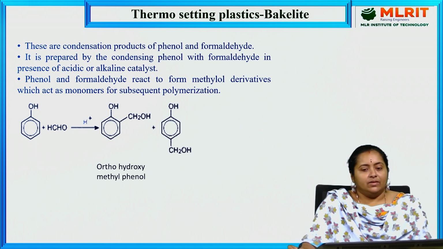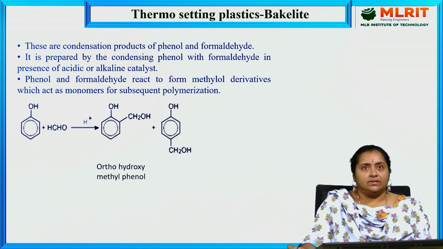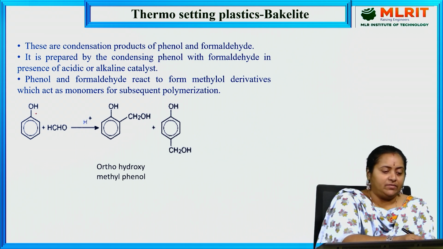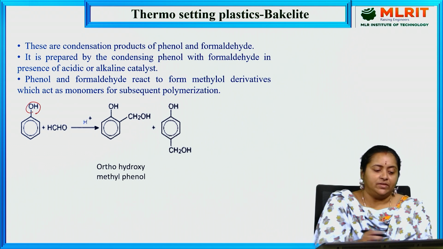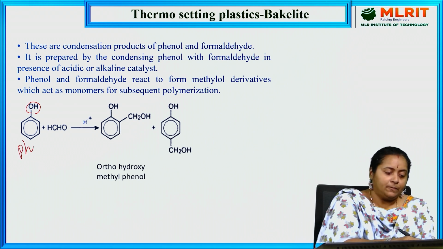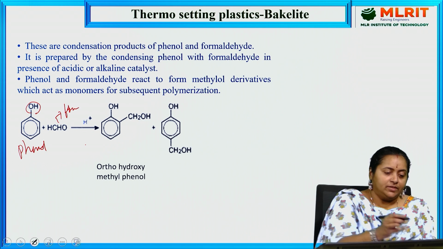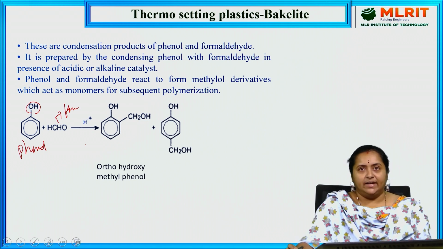So how is this bakelite produced? It is produced due to condensation of phenol and formaldehyde. What is phenol? A phenyl ring which has an OH group, that is what we call phenol. This is phenol, and this is formaldehyde. If these two are subjected to condensation polymerization.